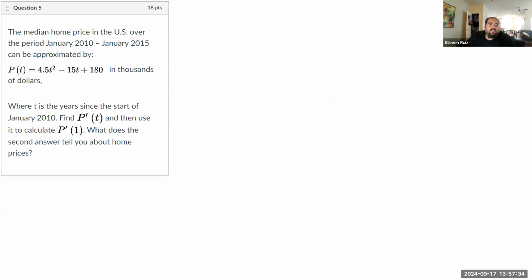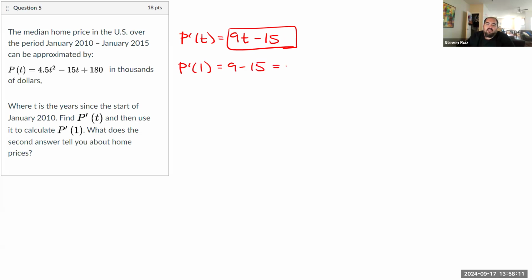All right, question 5. Okay, so the median home price given by this function over this period of time. T is the number of years since 2010. So first thing I'm asked to do is to find P prime of T. P prime of T is equal to, I can use power rule again. 4.5 times 2 is 9. Reduce the power on T by 1. Derivative of negative 15t is minus 15. So here's my derivative. I'm also asked to find P prime of 1. P prime of 1 is equal to 9 minus 15, which is negative 6.